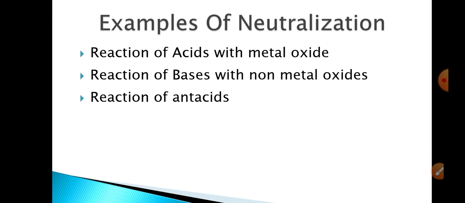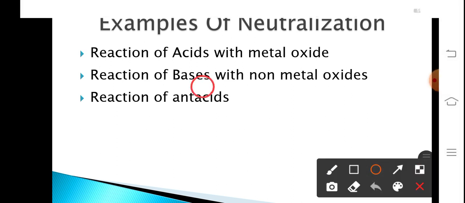Now the third example of neutralization reaction is reaction of antacids. You know, antacids basically neutralize the acidity of the stomach. So antacids are basically basic compounds. They have basic nature. For example, milk of magnesia is an example of antacids. The reaction of antacids has already been told in my second video of acid bases part 2.